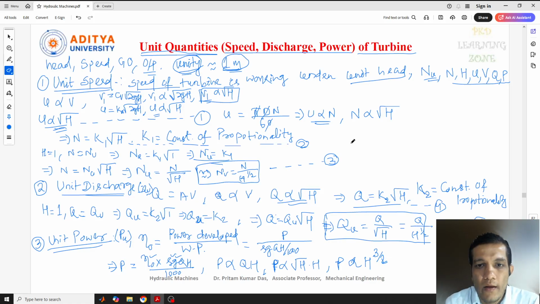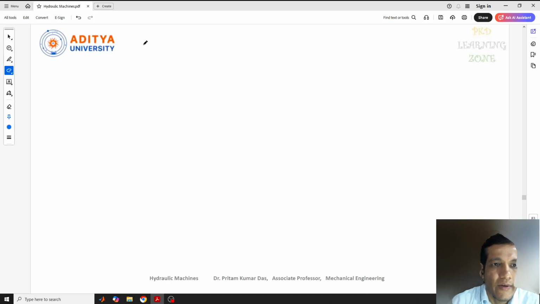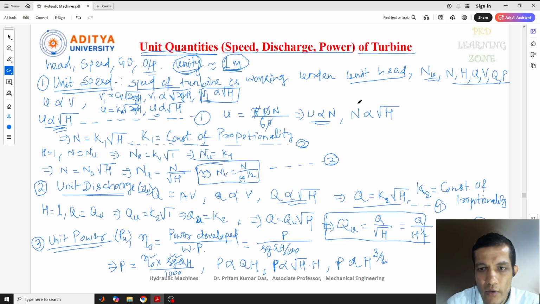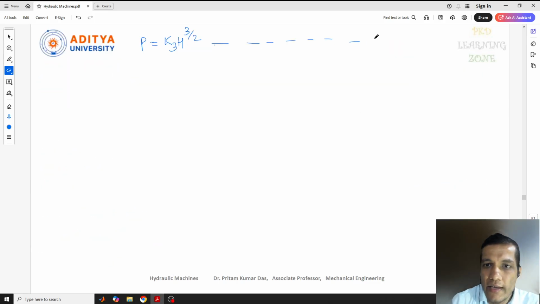The next is, we can write P. I'll just remove this proportional symbol so that I can write P equal to K3 H to the power 3 by 2. This is another equation. We can give equation number 5 or 6. Yes, 5 is already given, so I can mark it equation number, suppose, 6. Now again the same procedure: we need to find out the value of the constant of proportionality K3.